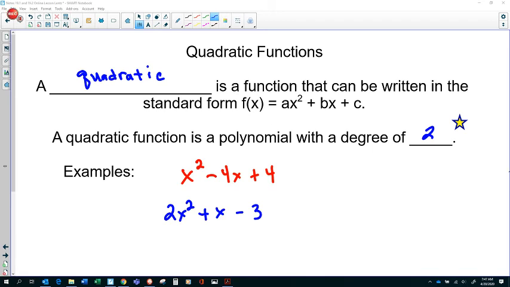One of the last examples is going to be something like this: negative 4x squared plus 3x minus 15. Any of these examples are in the standard form.